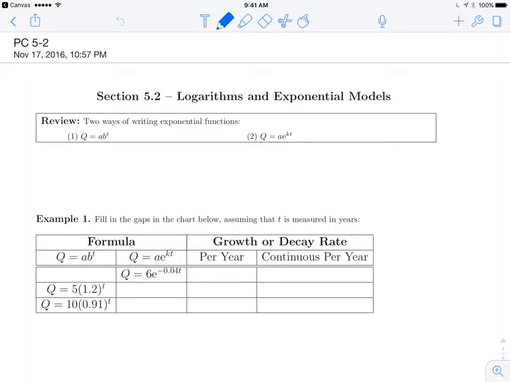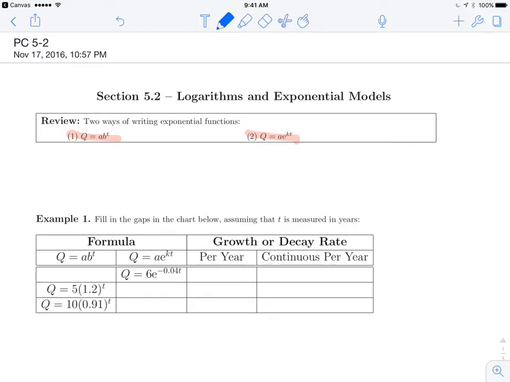Okay, for section 5.2, the first thing we're going to talk about is how the two different forms of an exponential function, this one right here and this one right here, are pretty much exactly the same thing. We talked about this a little bit in chapter 4, but it'll make a little more sense as we do some things in this section.